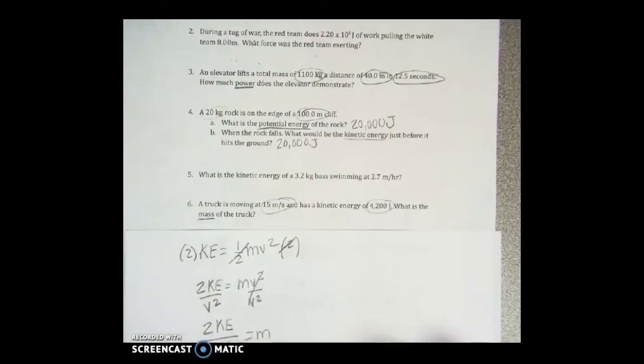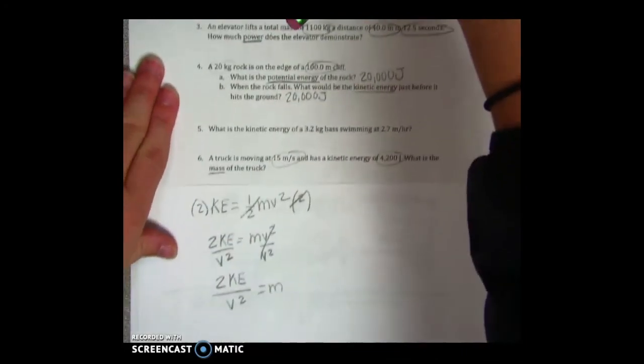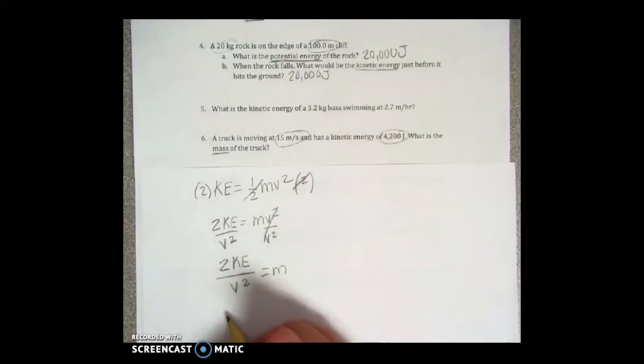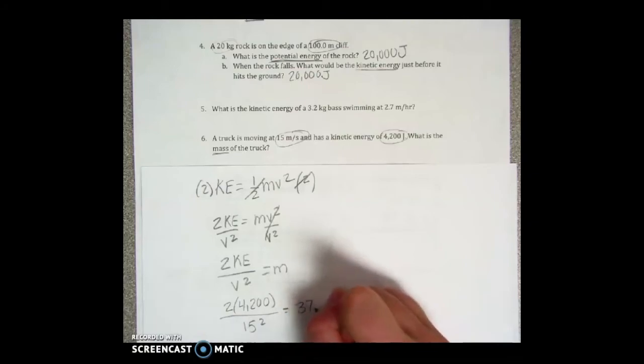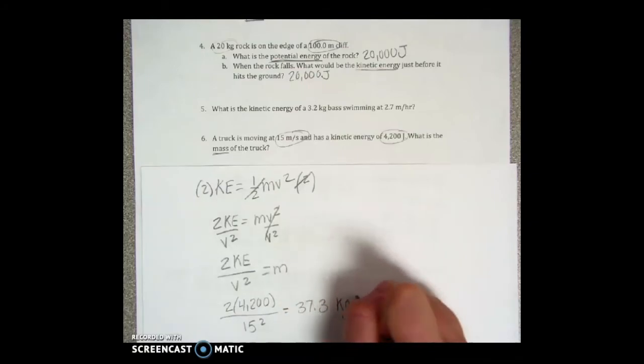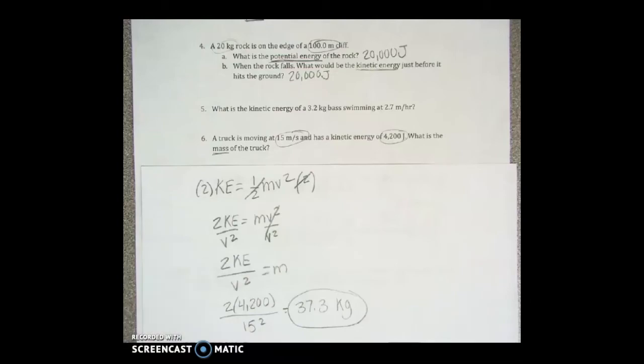And now we can just plug in our values that we had already pointed out. We can say 2 times our KE of 4,200 divided by our velocity of 15 squared. And if we put that in our calculator, we should get 37.3 kilograms. Remember, mass is measured in kilograms.